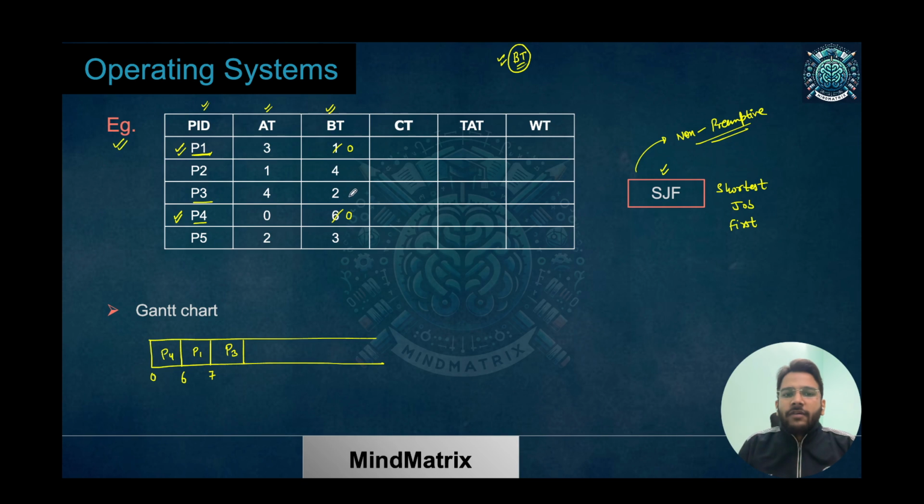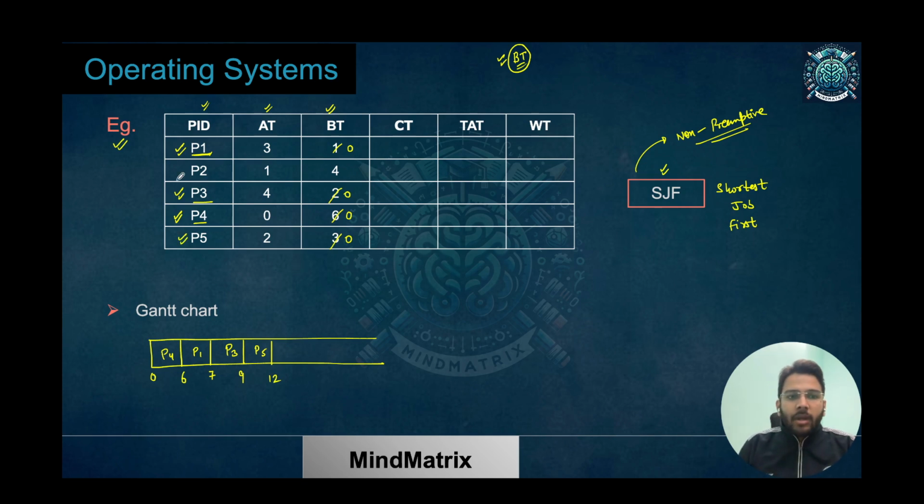entirely. So 7 plus 2, it is going to be 9. So P3 has also completed its execution. Now P2 and P5 are remaining. If you compare the burst time, P5 is having smaller burst time. So I will be scheduling P5 first. So for 3 units of time, 9 plus 3, it is going to be 12. P5 has also completed its execution.